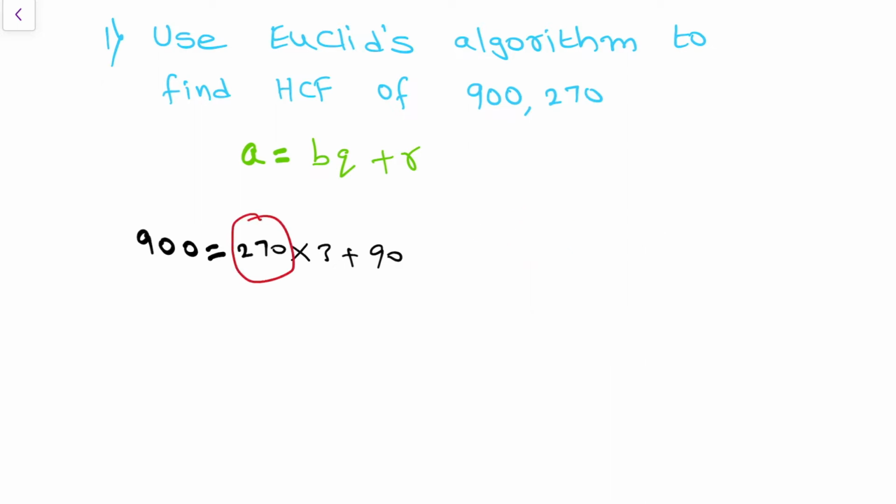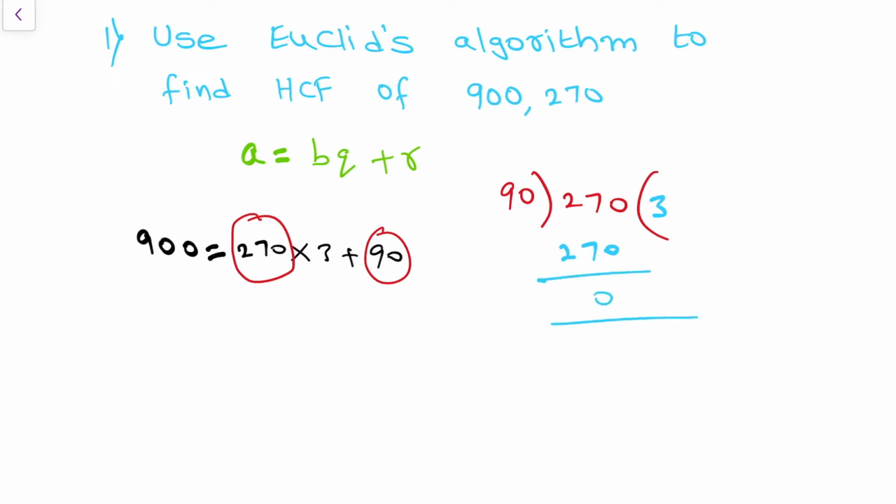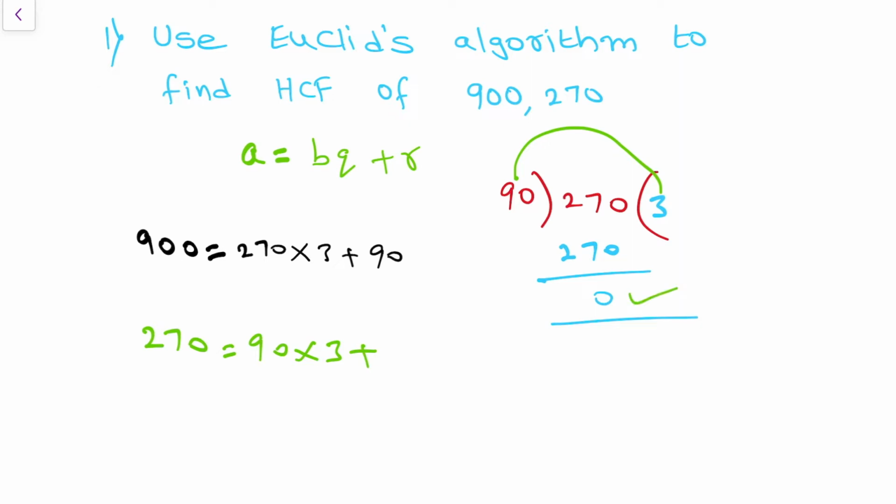these two numbers we need to take and again do the division. 90 as the smaller number is the divisor, 270 as the bigger number is the dividend. So 3 times 90 is 270. 270 minus 270 is 0. Again we need to write this in the form a equals bq plus r. So the dividend 270 equals 90 into 3 plus, here the remainder is 0.